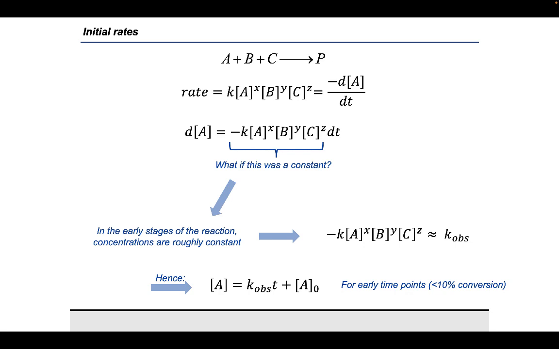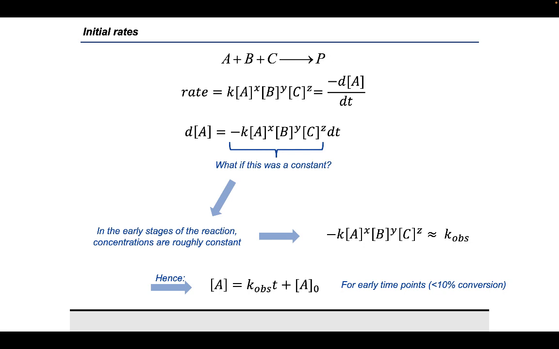Now, that might sound sort of outlandish. However, in the early stages of a chemical reaction, it turns out that the concentrations of the starting materials are not changing appreciably. So in this scenario, the product of the true rate constant and the concentrations of the reacting components raised to their orders becomes a constant number, and we call that constant number k_obs, or the observed rate constant.